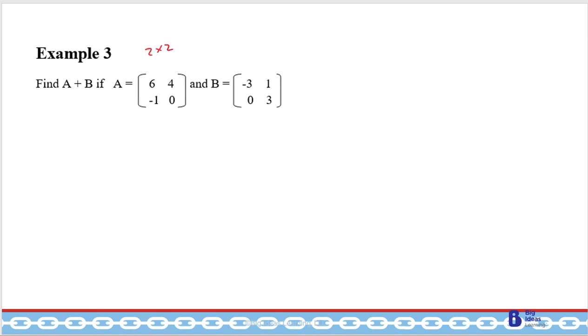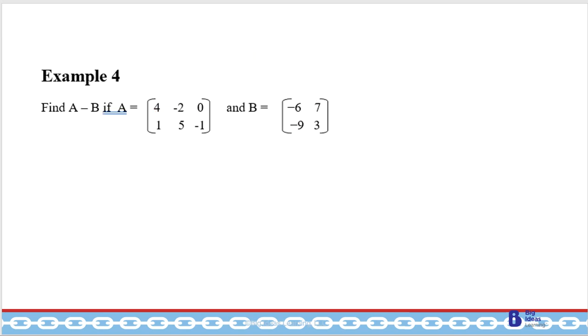Right, so a quick check, this is a 2x2 matrix, right? 2 rows, 2 columns. And then I am just going to add these 2 matrices together, right? So I'm going to start by going 6 plus a -3 would give me 3. 4 plus 1 would be 5, right? And then I'm going to go to the second row, -1 plus 0, and then 0 plus 3, right? So there is my quick addition of those two matrices. Same size, just match up the elements and add or subtract.